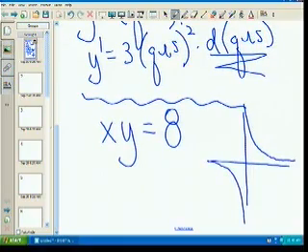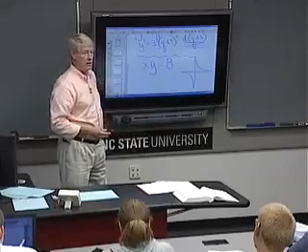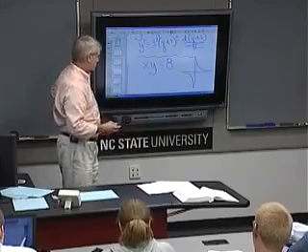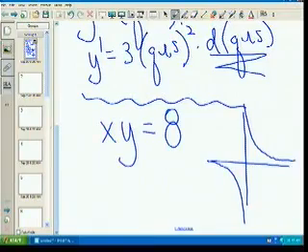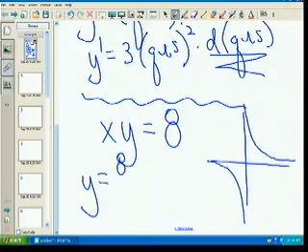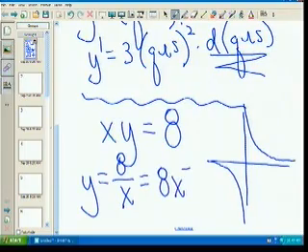Now that looks like it hits the axis. That's because I'm not very good with this yet. It should be asymptotic to the axis right here. So that's roughly what this thing looks like. Now in this equation, we could solve for y. Y would be 8 over x, which is equal to 8 x to the negative first. And we could find dy over dx. Why? Because we have y in terms of x.